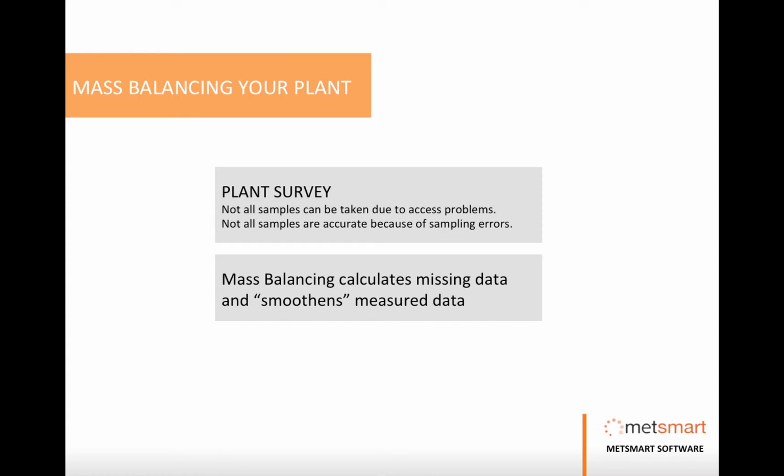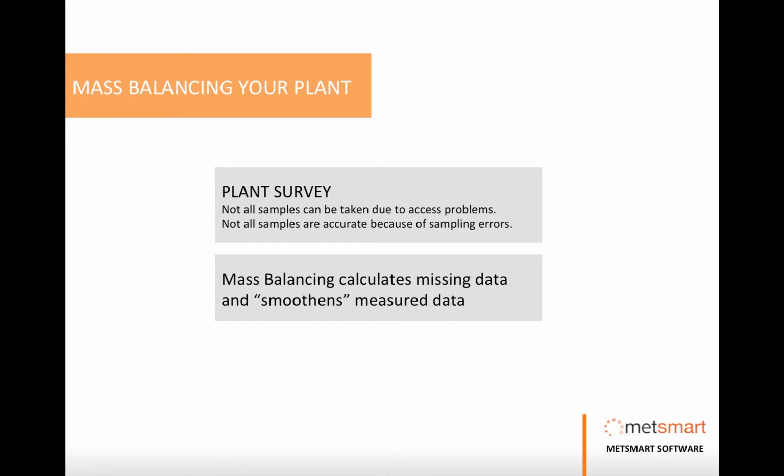Mass balancing is done for a few reasons. The first is when samples cannot be taken around the plant. For example, when the trommel is directly attached to the sagmill, it is impossible to take a sample on the sagmill product. But doing a mass balance will allow you to back calculate this information.